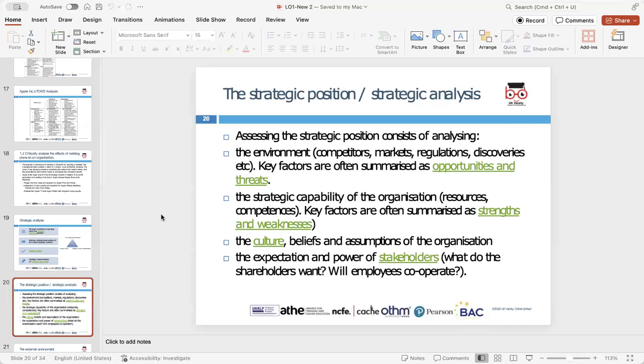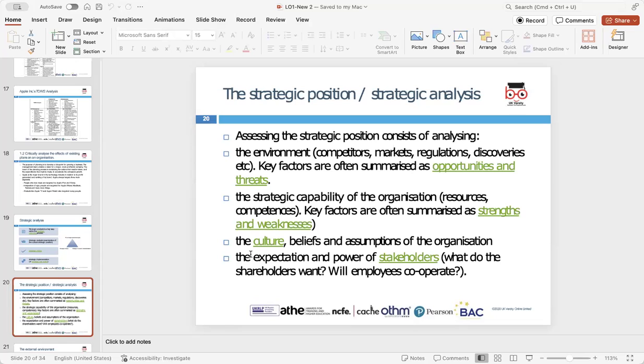Strategic position and strategic analysis. To assess the strategic position, it is essential to analyze the environment, including competitors, market conditions, regulations, and innovation. So these are often summarized as opportunities and threats. Then next one is strategic capability. Internal factors such as resources and competencies, summarized as strengths and weaknesses.